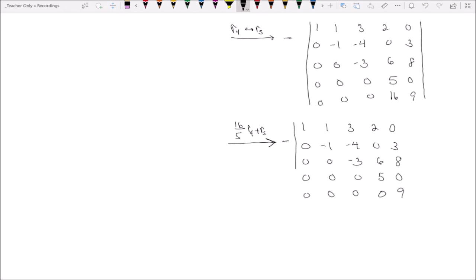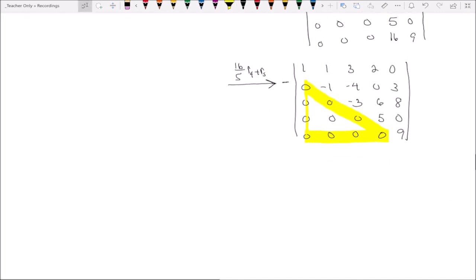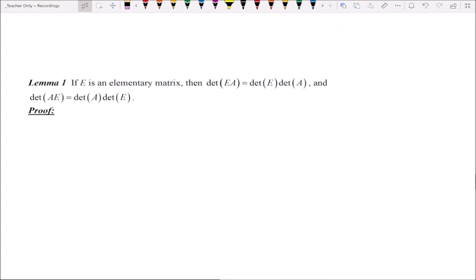I forgot my negative. And now what we want to do is just look at the lower terms. They are all 0. So we now have an upper triangular matrix. So this will equal -1 times 1 times -1 times -3 times 5 times 9. And that whole thing is equal to -135. So the determinant of our matrix is -135.